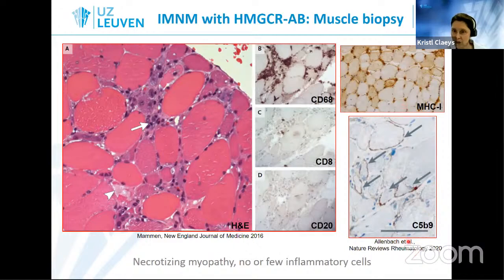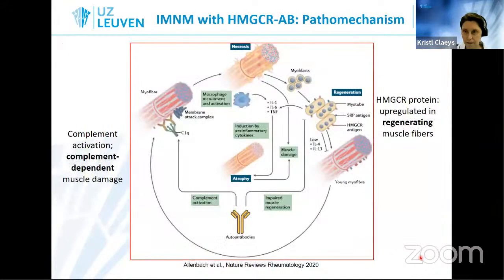Also in this disease, we will find C5b9, the complement pathway. We also see deposition of complement at the membranes in this disease. So this disease is characterized by complement activation. There will be complement-dependent muscle damage. There will be an activation of the complement, and a membrane attack complex will be destroying the muscle fibers.